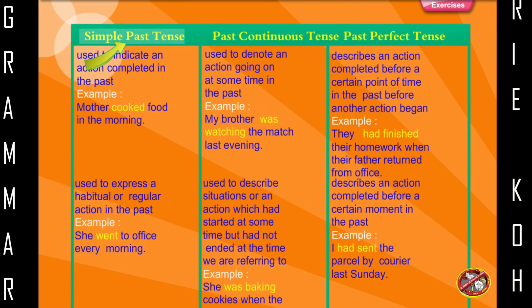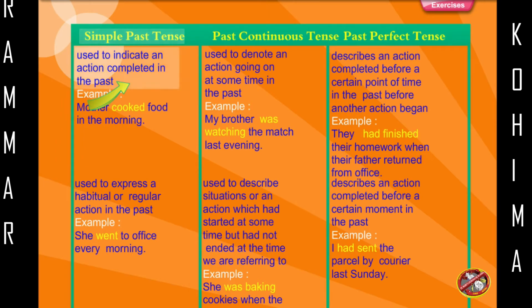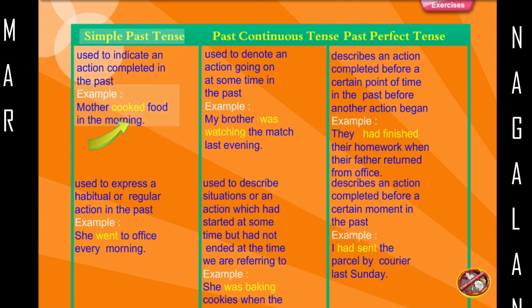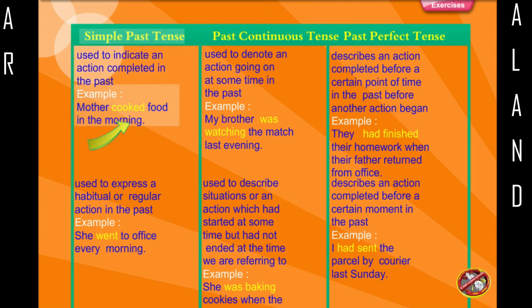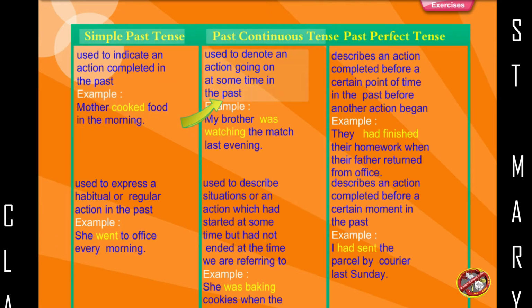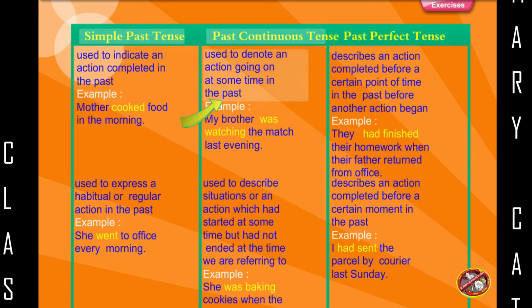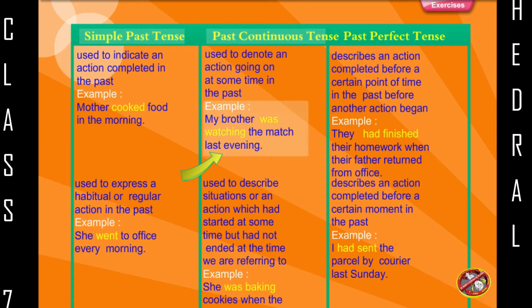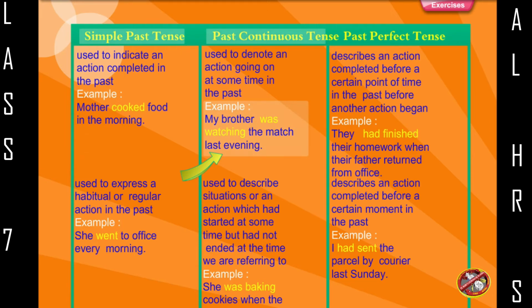Simple past tense. Used to indicate an action completed in the past. Example: Mother cooked food in the morning. Past continuous tense. Used to denote an action going on at some time in the past. Example: My brother was watching the match last evening.